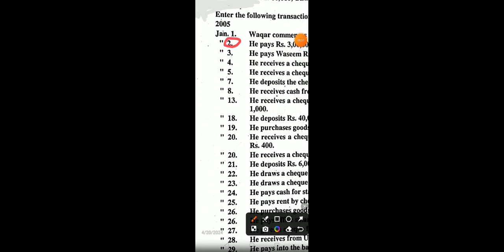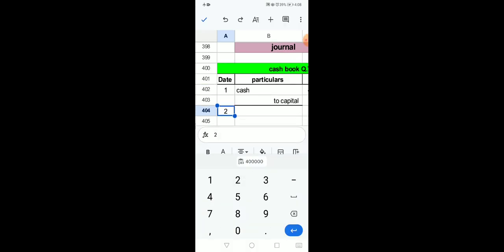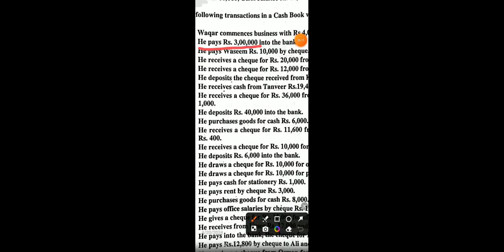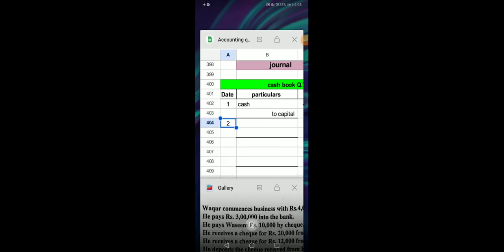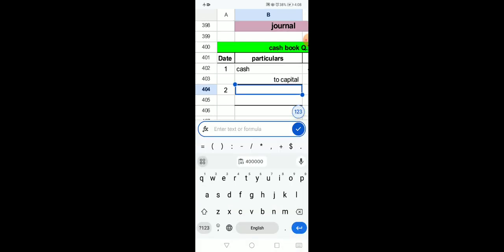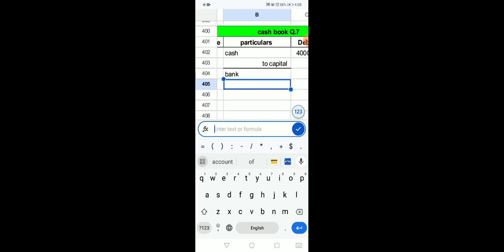The very first thing is to put the date, so you will come over here and post the date. The second entry is saying he pays 3 lakh into the bank. That means cash is going out. Where is it going? Into the bank account. It means the amount present in your bank account has been increased. Bank account is your asset. Amount increased in bank account means asset is increasing. Increase in asset should be debited. So you will show bank on the debit side because it's your asset and asset is increasing.